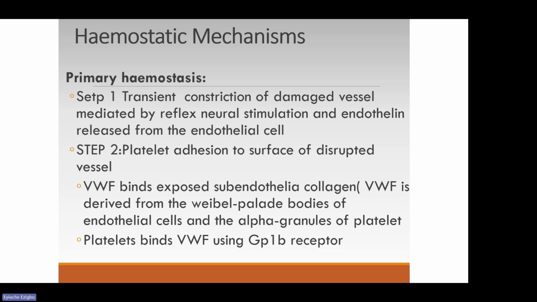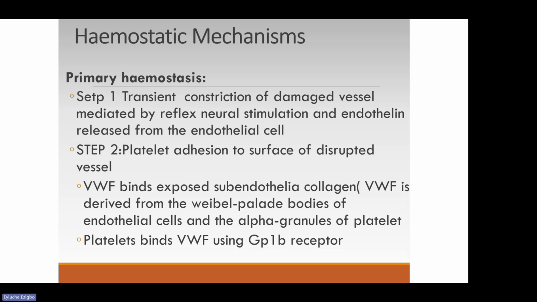So today we're going to look at the primary hemostasis in detail, and it's very, very important that you understand this primary hemostasis very well. In primary hemostasis, the first step is the transient constriction of damaged vessels mediated by reflex neural stimulation and endothelin released from the endothelial cells.